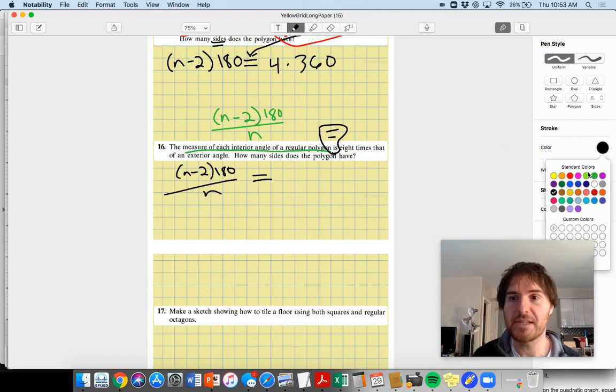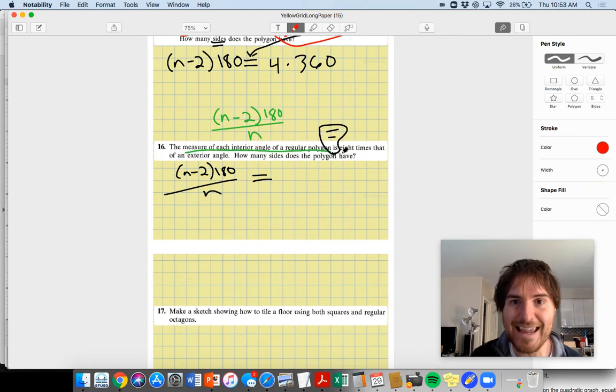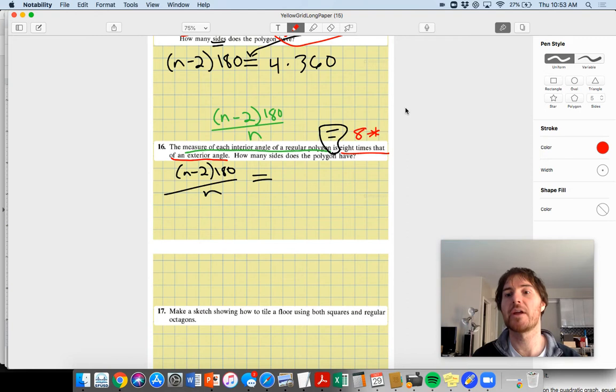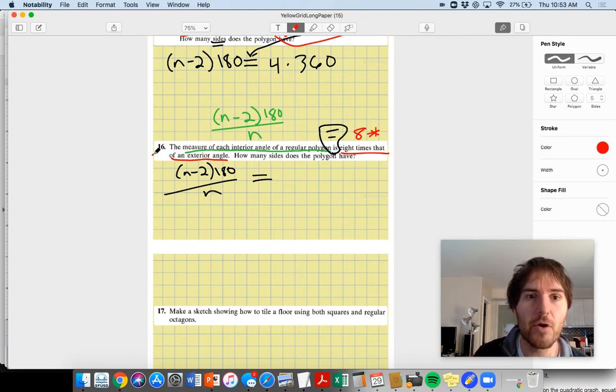All right, and then the right side of the equation says 8 times, okay? So what do we have to multiply by 8? We need something 8 times bigger on the right side. 8 times what? That of an exterior angle, okay? So here we have a formula for exterior angles. This is an easier formula here. Remember, the whole exterior, one set, right?